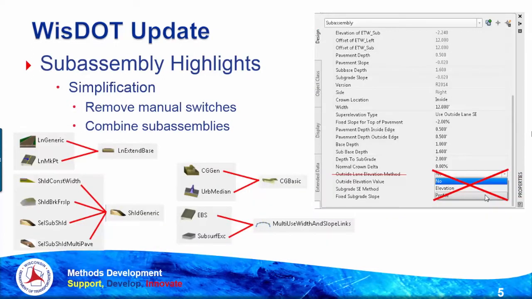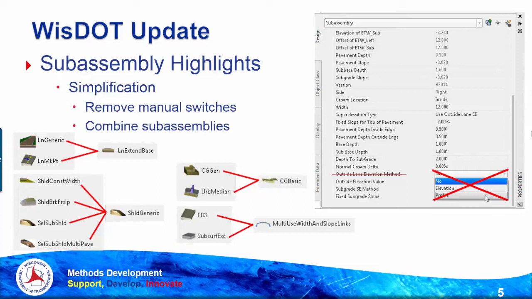Next, we want to simplify the sub-assemblies as much as we could. Nobody wants to spend time reading 15-page sub-assembly help files. Sometimes it's necessary, but we wanted them to be as intuitive as possible and just kind of work for people. So the first thing we did is we looked at our subassembly library, and we combined subassemblies where it was logical.